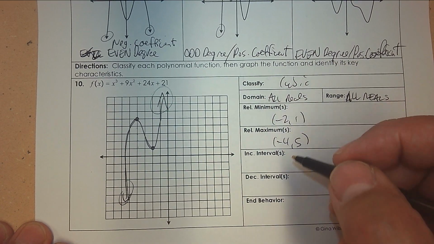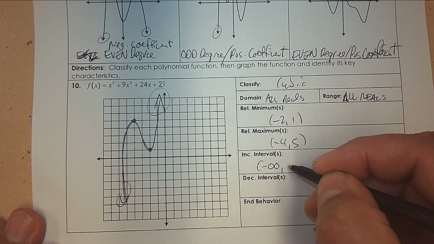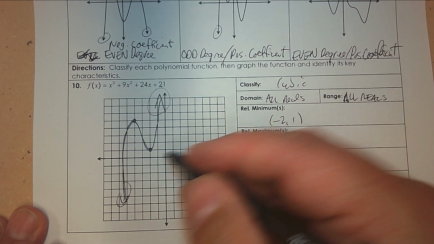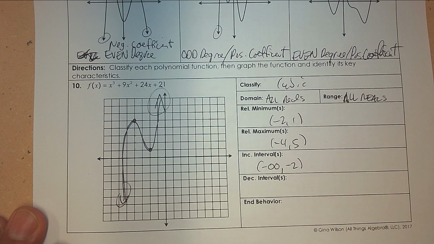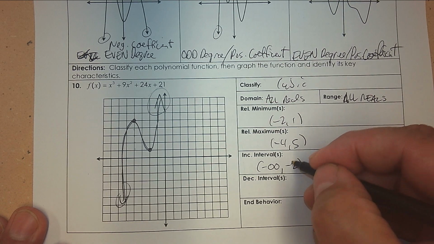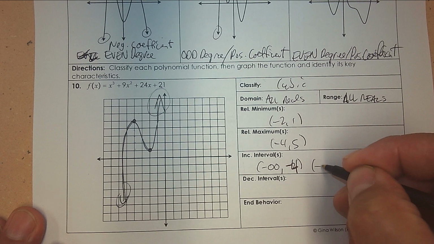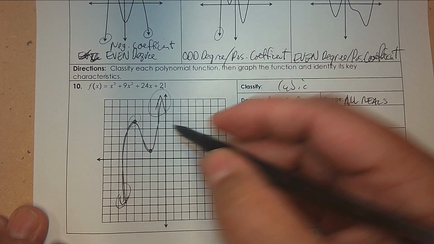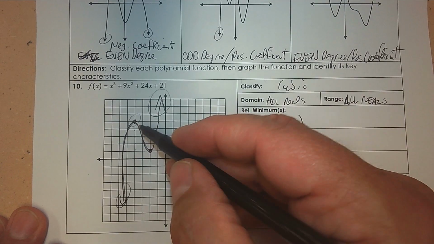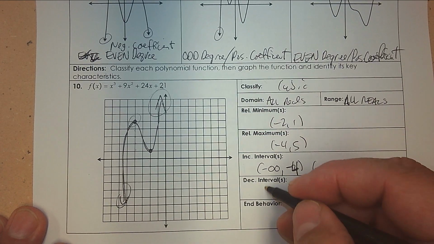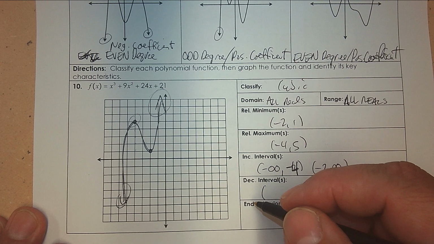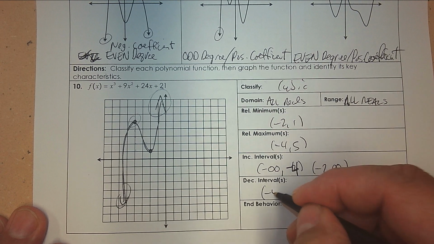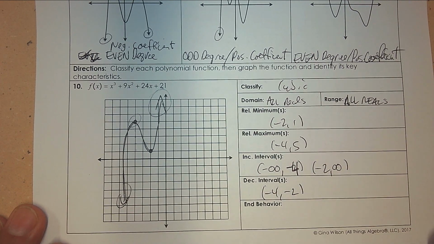So it's increasing from negative infinity to negative 4. And then from negative 2 to infinity, it's increasing. So it increases to here, and then increases again. There's one piece in the middle where it's decreasing, using the x-coordinates of the turning points. So from negative 4 to negative 2, it is decreasing.